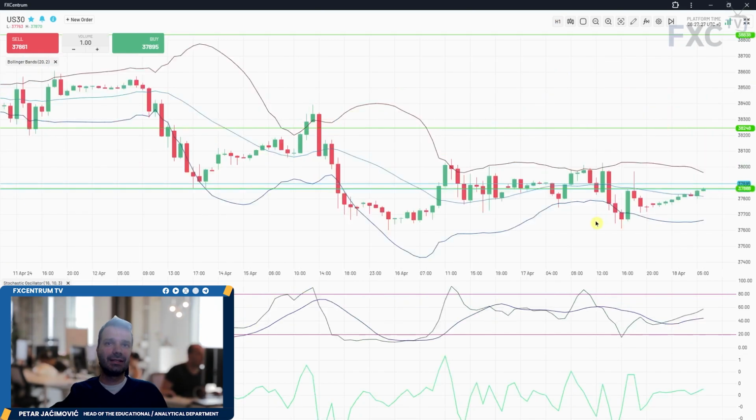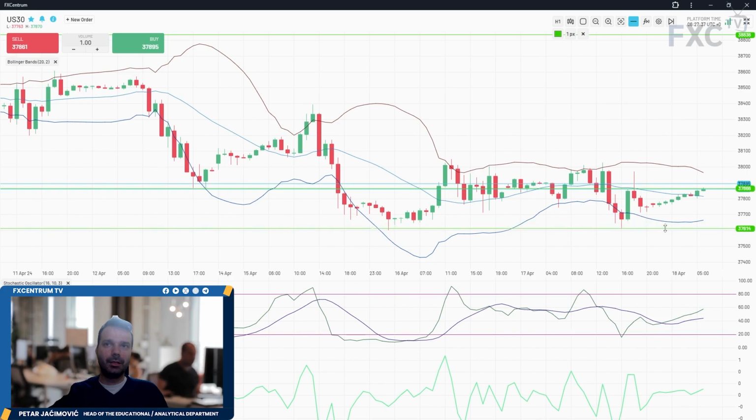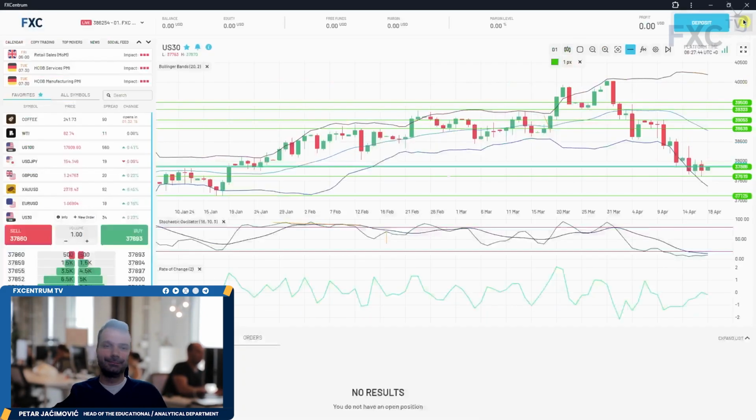On the hourly time frame, you'll just see the consolidation. So there is no break and hold above the upper Bollinger Band or resistance. So still, the market can re-break this lower Bollinger Band supported at the 37,619 mark. There will be a chance for that drop towards 37,125.